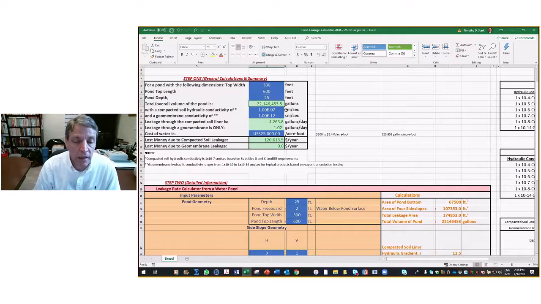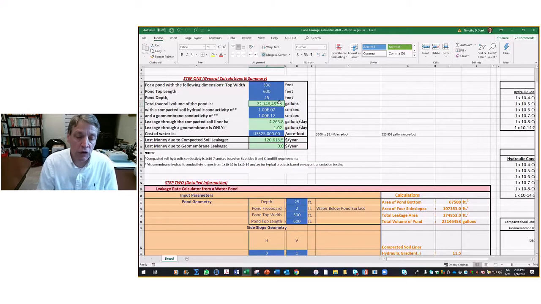Then the green cells are the calculated values based on the user input. So the first calculated input is the total volume of the pond. This is a really useful calculation because it helps owners, engineers, designers figure out how big of a pond they need and the dimensions for the pond to handle a certain volume. In this particular calculator, the volume is in gallons.